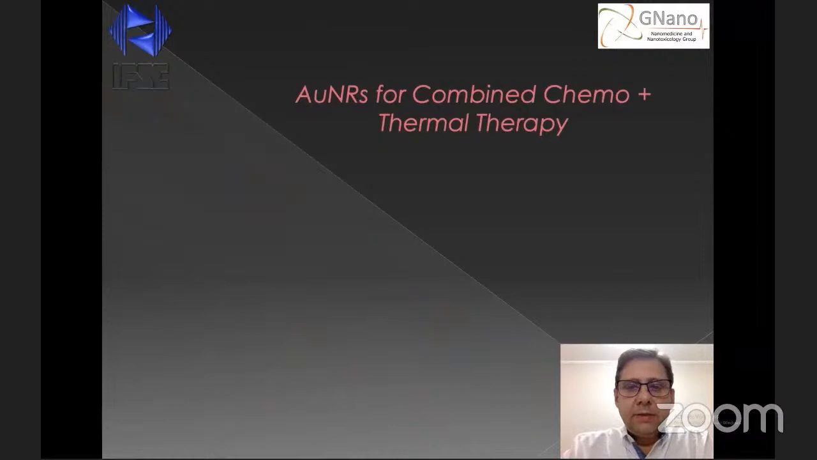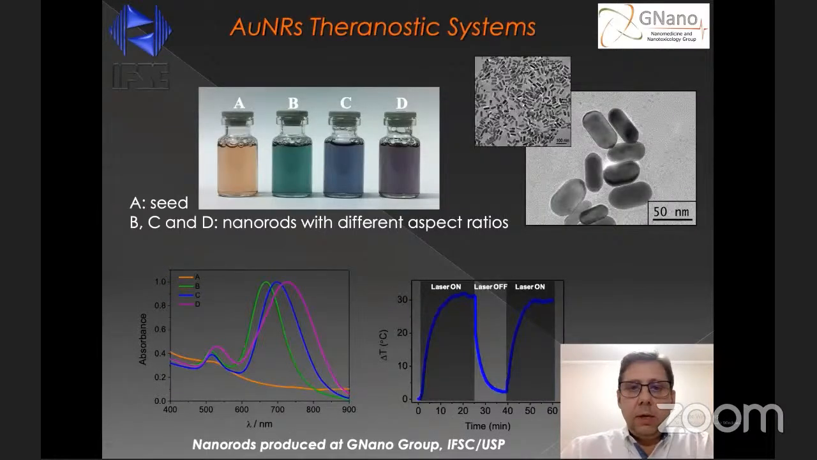Okay, so let's talk about the use of nanorods for the combined chemo and thermal therapy against cancer. Initially, we synthesized the gold nanorods using the well-known synthetic route based on CTAB, as you can see here.